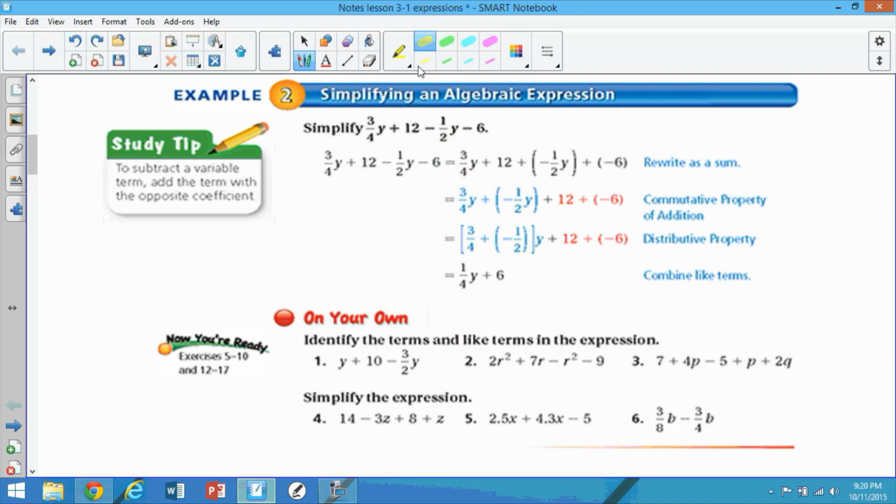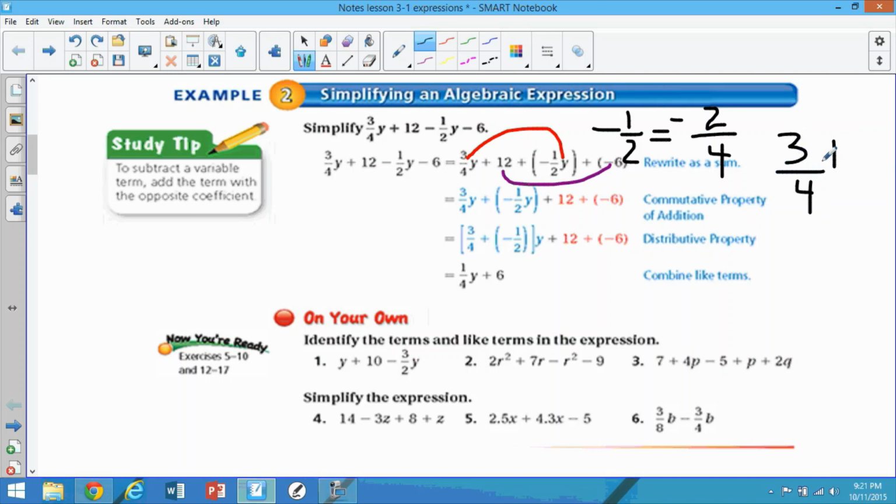When you combine those like terms, you have this y and that y. Those two can go together. And then you have this number and that number. Those two can go together. So 3/4 y plus a negative 1/2 y, well, now you're talking about doing fractions. A negative 1/2 is equivalent, in fourths, because we need to get that common denominator, to a negative 2/4 y. So if you have 3/4 plus a negative 2/4, the signs are different, so you're going to subtract, so your answer is 1/4.